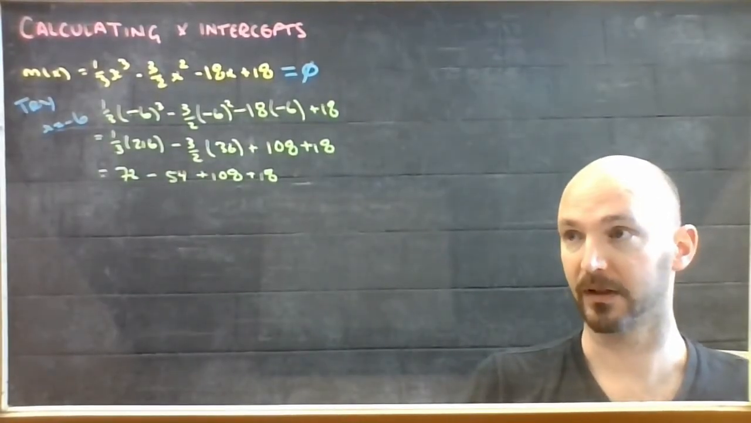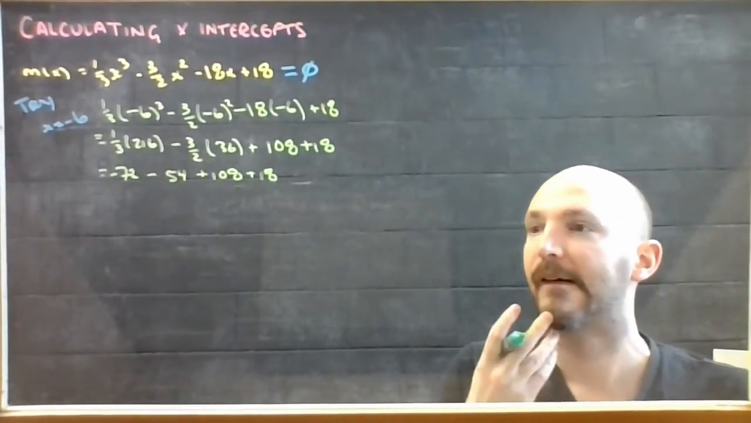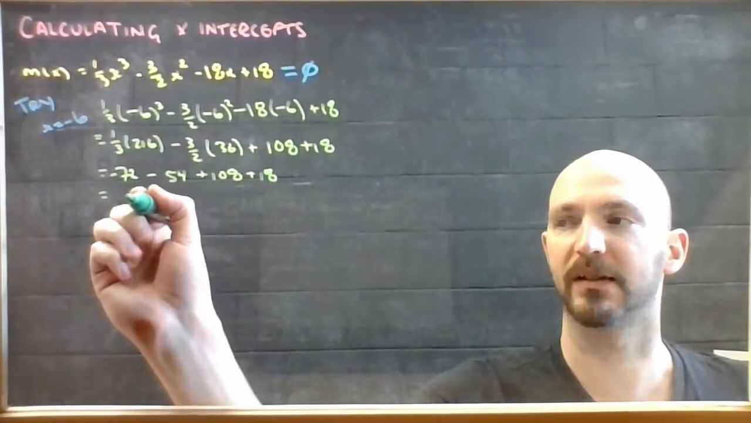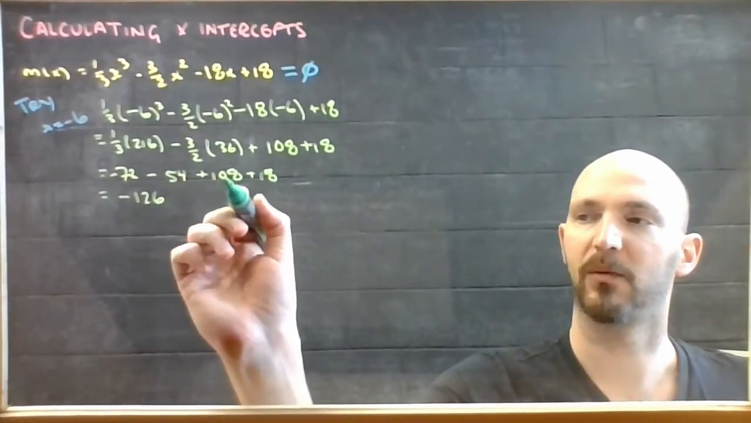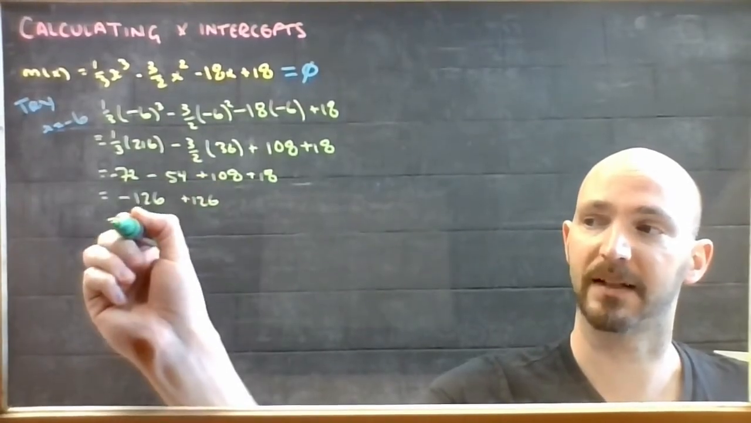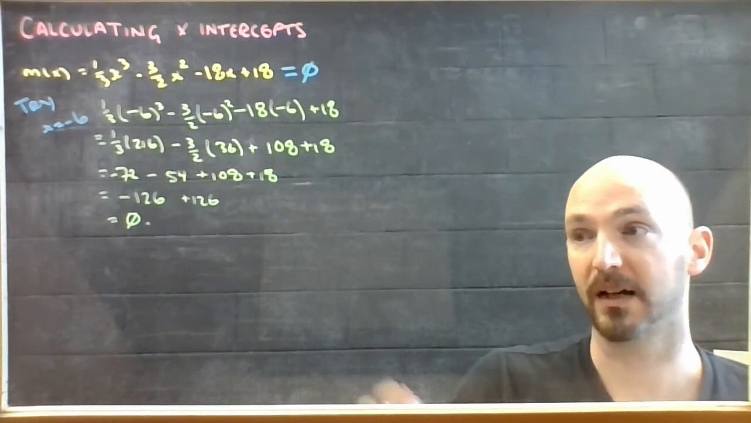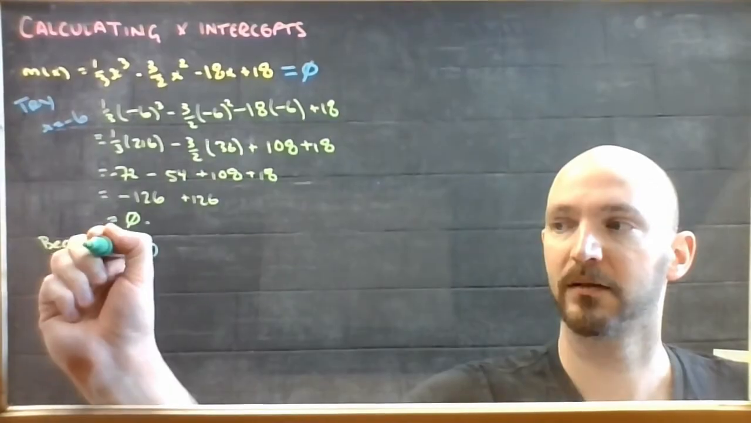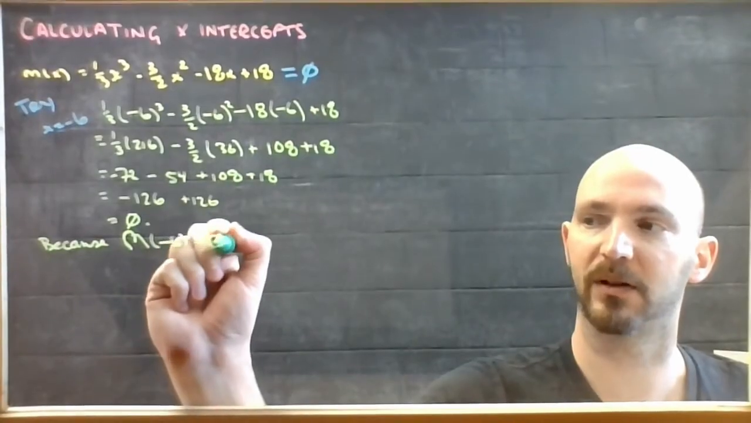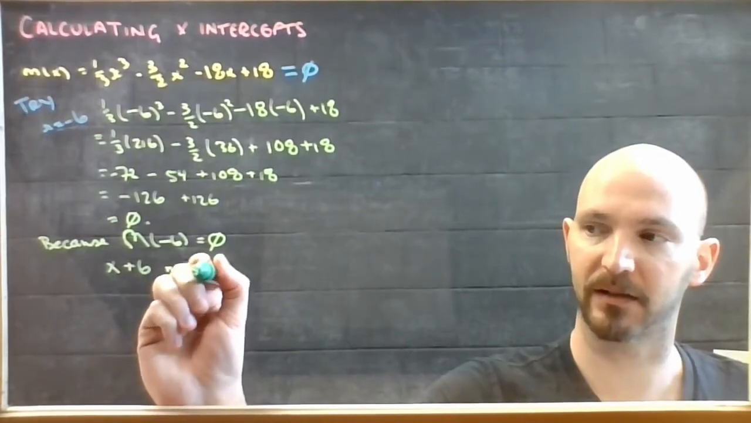And that's not going to work. It's because -6 cubed is -216. All right. So -72 and -54 is -126. 108 and 18 is 126. So that does, in fact, equal 0. So because m at -6 equals 0, x plus 6 must be a factor.